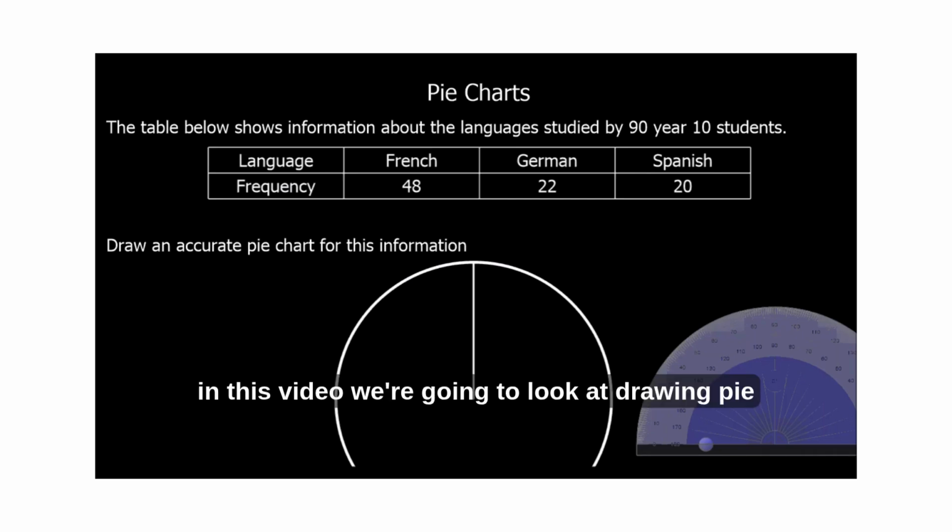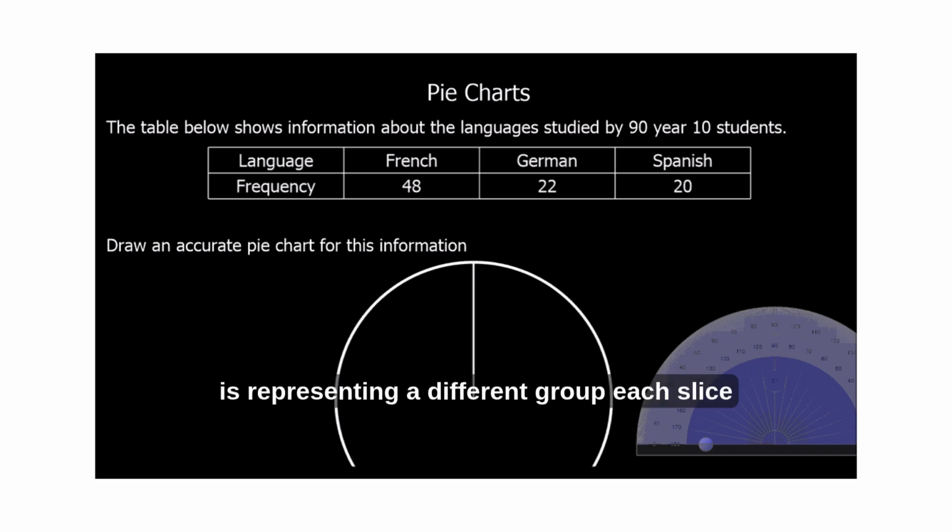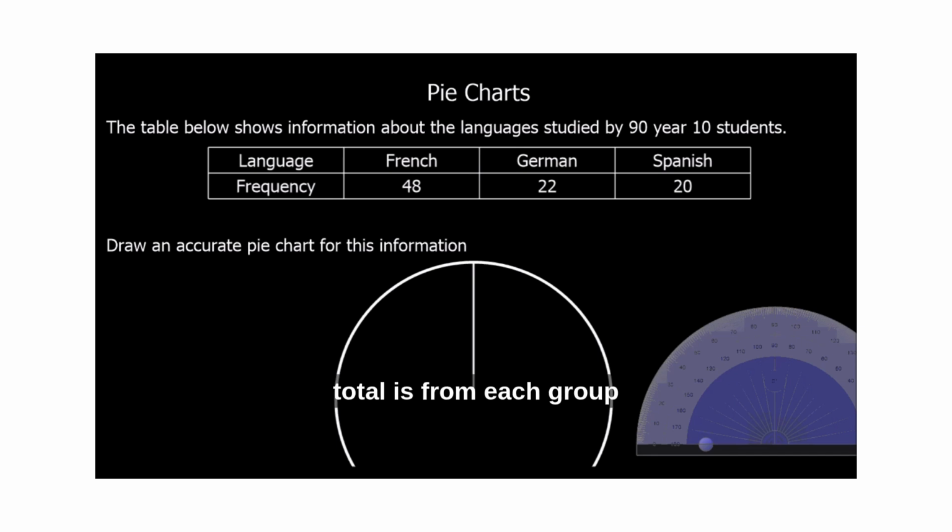In this video, we're going to look at drawing pie charts. So a pie chart is a circle which is cut into slices. So a whole pie cut into different parts. The whole pie, the whole circle, represents the total amount, and each slice, which is representing a different group, each slice tells us how much of the total is from each group.